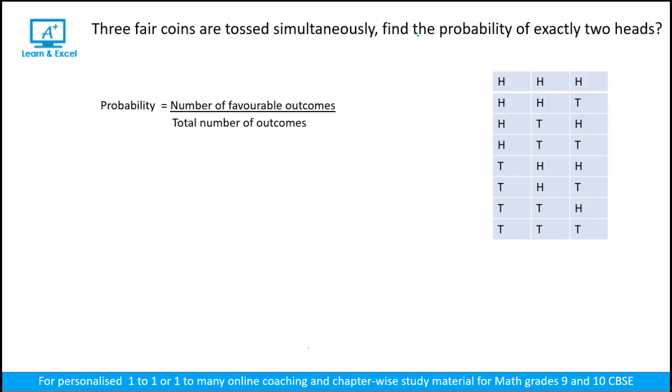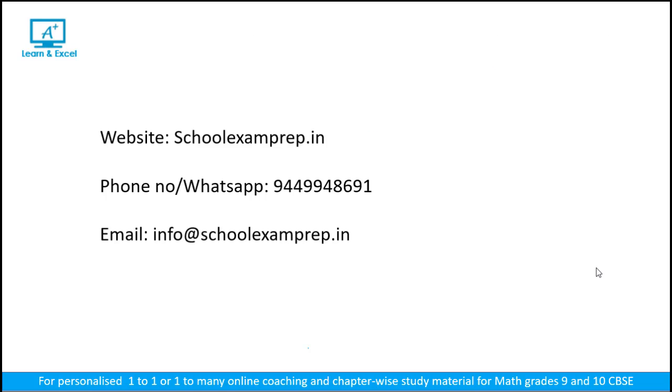Now let us toss 3 coins simultaneously and find the probability of exactly 2 heads. Now we look at our sample space. These 3 are the favorable outcomes where there are exactly 2 heads. So the number of favorable outcomes is 3 and the total number of outcomes is 8. After watching this video, you will be able to solve all the problems based on tossing coins.